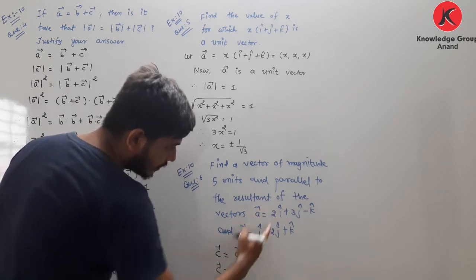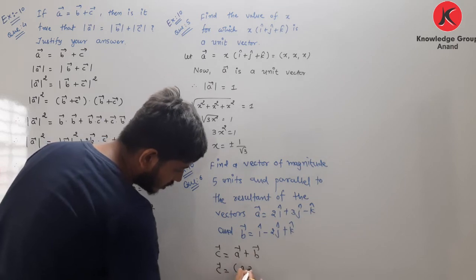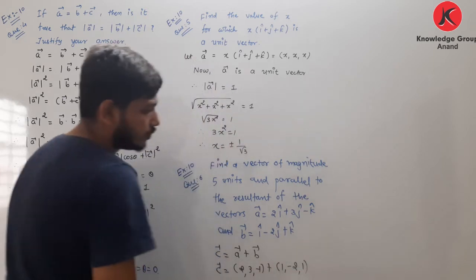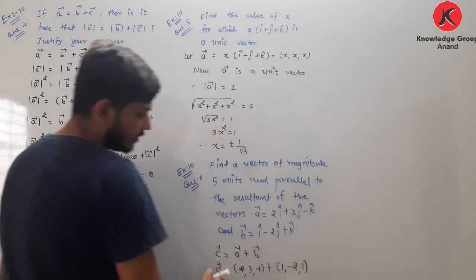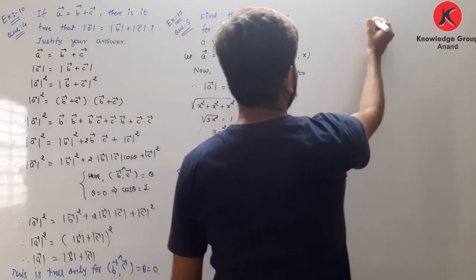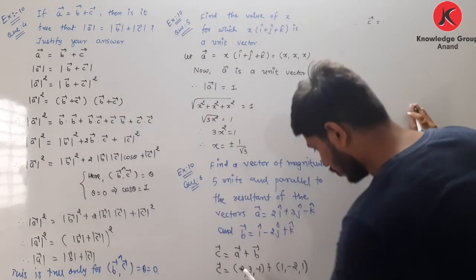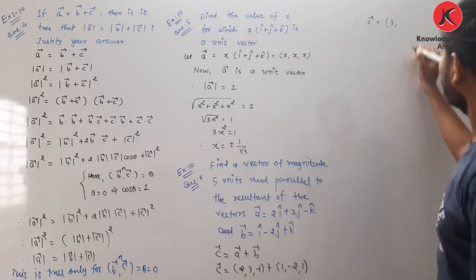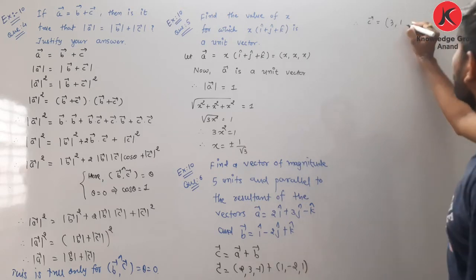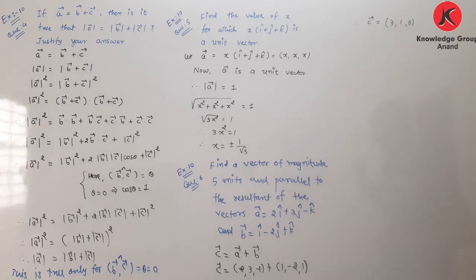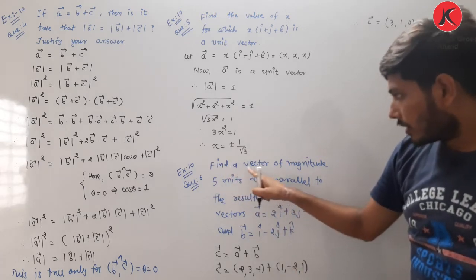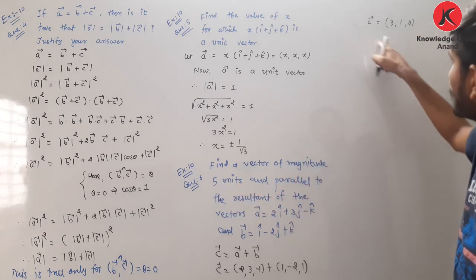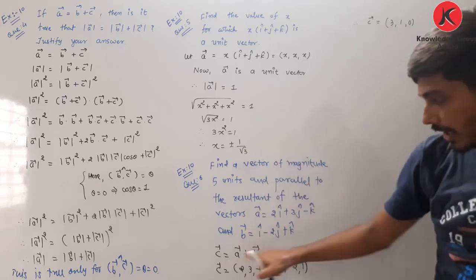Here A bar is given as 2, 3, minus 1, plus B bar is given as 1, minus 2, 1. Now we can calculate vector C, which equals 2 plus 1 is 3, 3 minus 2 is 1, and minus 1 plus 1 is 0. This is our vector C. Now we want a vector of magnitude 5 units and parallel to this vector, which is the resultant vector of A bar and B bar.